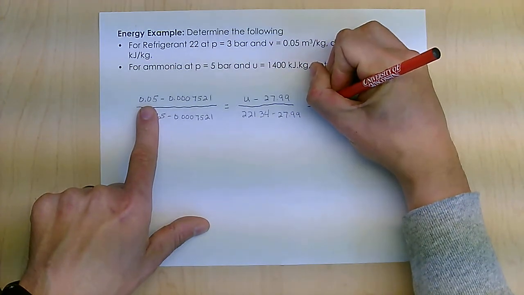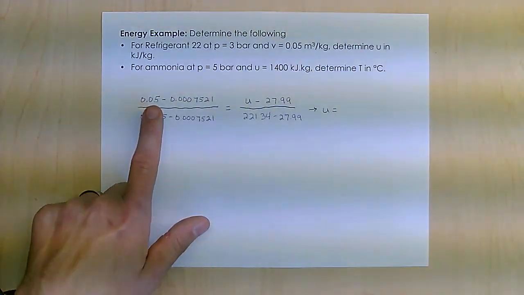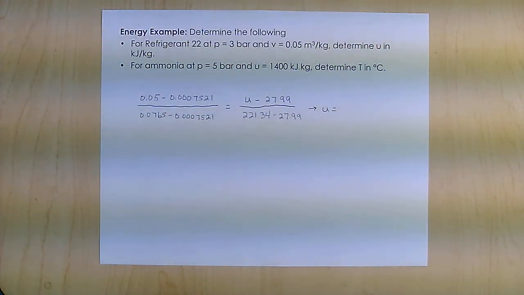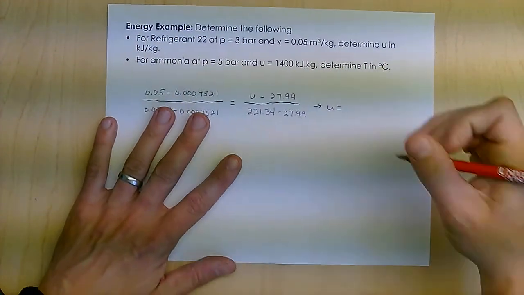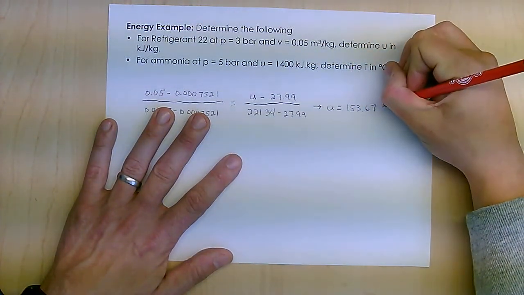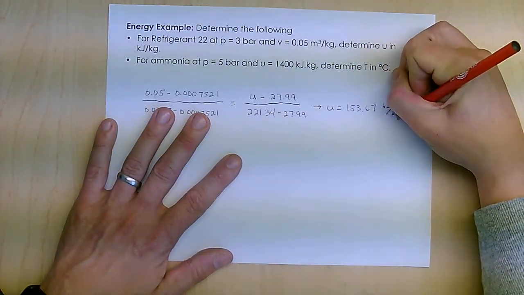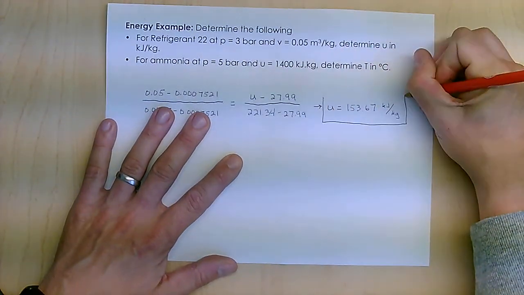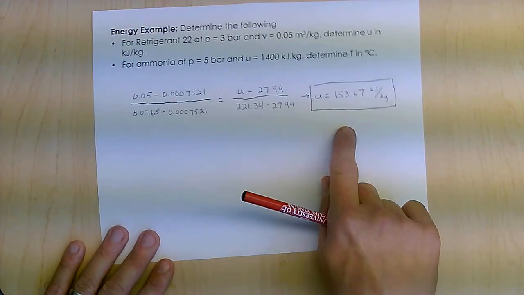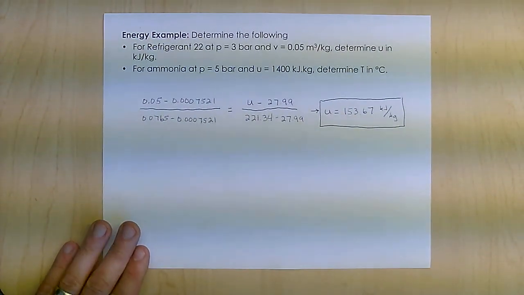From this, I can just calculate what my internal energy is through algebra, and I find that my internal energy is 153.67 kilojoules per kilogram. So again, using any two properties, I can calculate any other property.